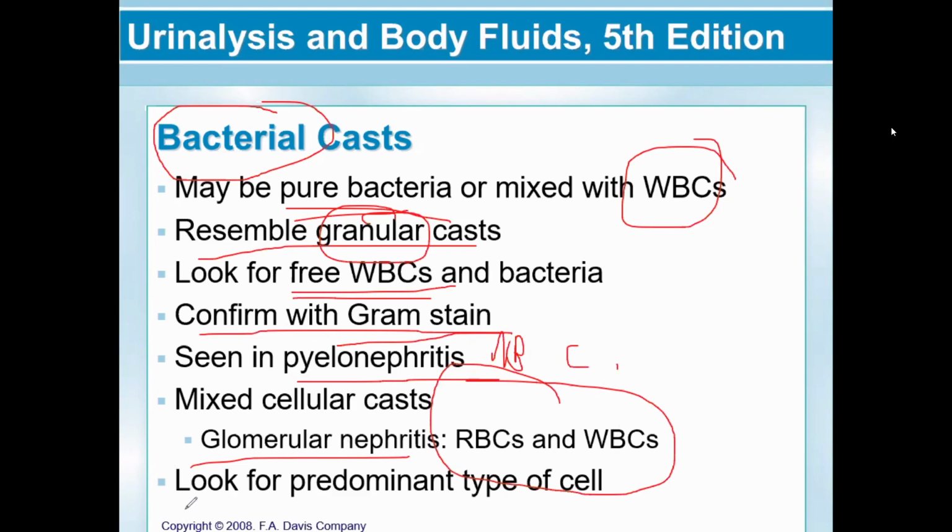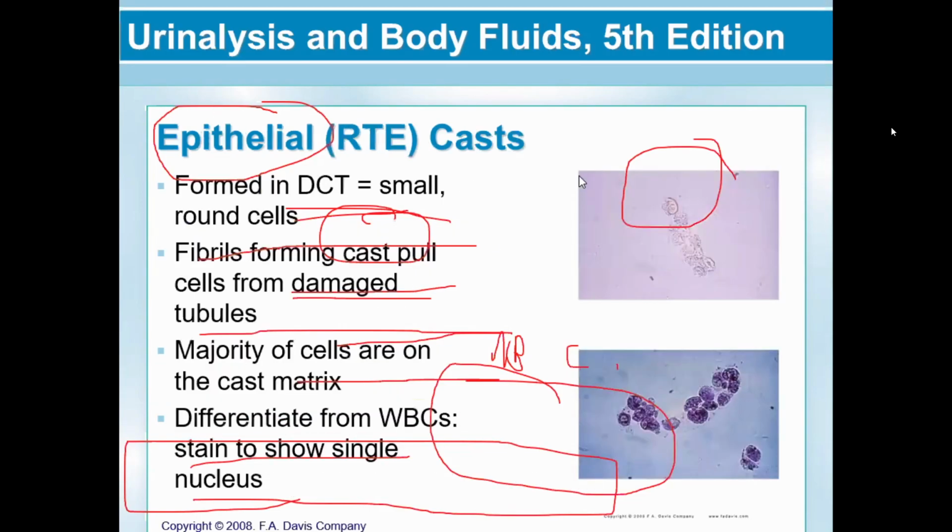Okay? So, look for the predominant type of cell. So, if you see RBC casts, WBC casts, but there are no bacteria, then maybe it's not an infection or it's not pyelonephritis. Maybe it is glomerular nephritis. Okay? So, that's an example.